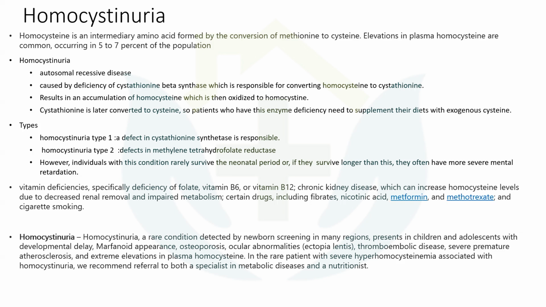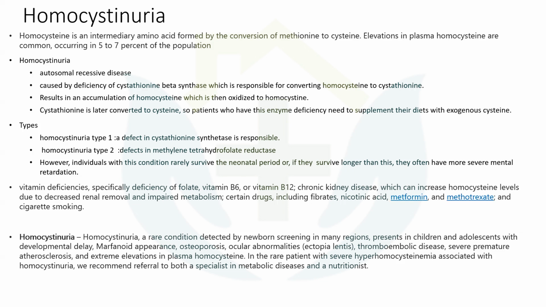In type 1, cystathionine synthase is responsible, and in type 2, methylenetetrahydrofolate reductase, which forms the methionine. So type 1 is cystathionine formation, and type 2 is methionine formation. That is not happening because of this enzyme deficiency, and finally it causes hyperhomocysteinemia, which is the cause of this homocystinuria.